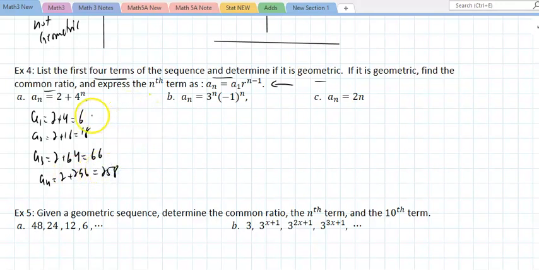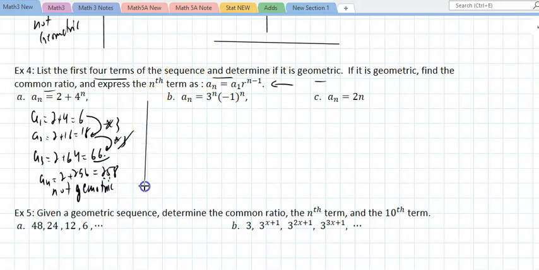258. Is it geometric? Well, what do you multiply by 3? If you multiply by 3, does that give you 66? No, so this is not geometric. Not every sequence that you multiply is geometric. There are a lot of those that are not.